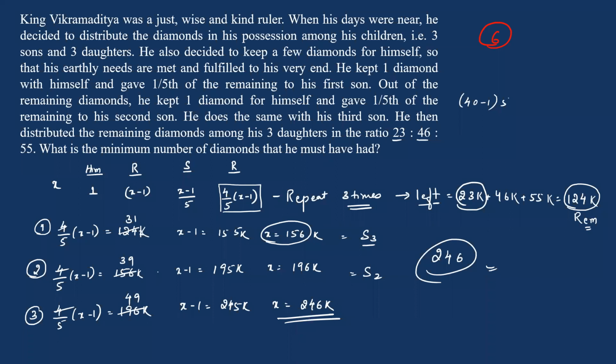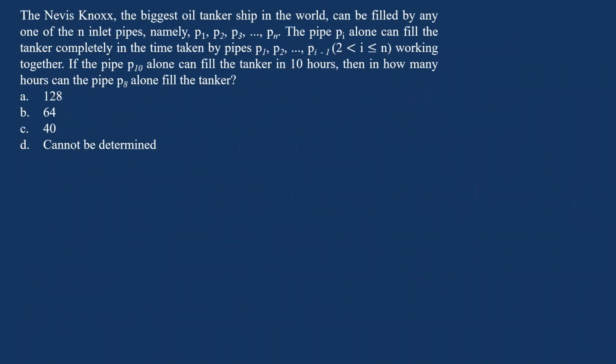Now, this was a question that we have also discussed in the class, right? This was an application of time and work. Now, the Nevis Knox, the biggest oil tanker ship in the world, can be filled by any one of the N inlet pipes. Okay. The Pi alone can fill the tanker completely in the time taken by P1 plus P2 plus P3 so on till P of i minus 1 while working. If P of 10 can fill in 10 hours, then how many hours does it take for P8 to fill alone?